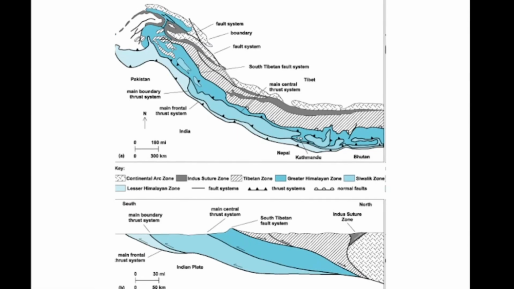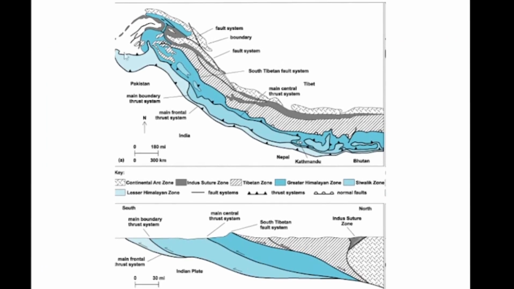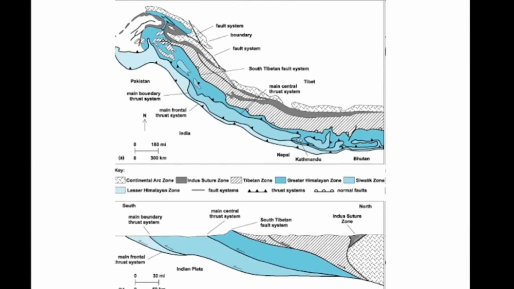So this was the cross-section view, and this is the aerial view of the geological faults, thrust faults, the crystalline zones, the sediments and the metamorphic rock zones from Pakistan, India, Nepal, and then Bhutan. These are the extreme east-west Himalaya originating. Continental arc zone, then we have Suture zone, Tibetan zone, Greater Himalaya, Siwaliks.